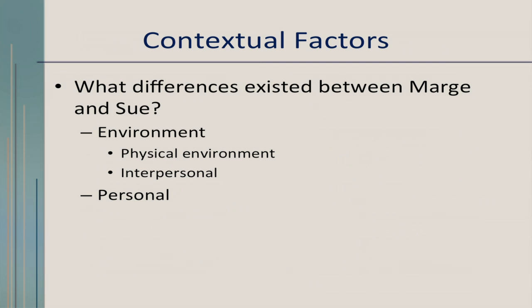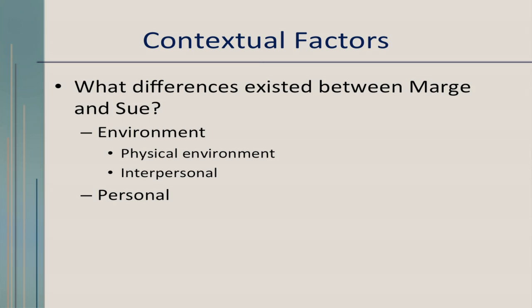So what are the differences that existed between Marge and Sue? Certainly we see great differences in their environmental situations as far as their physical environment, in that one has a horse, which would denote at least some level of property and having to walk across some pasture or some unlevel surfaces and being able to handle those kinds of things.